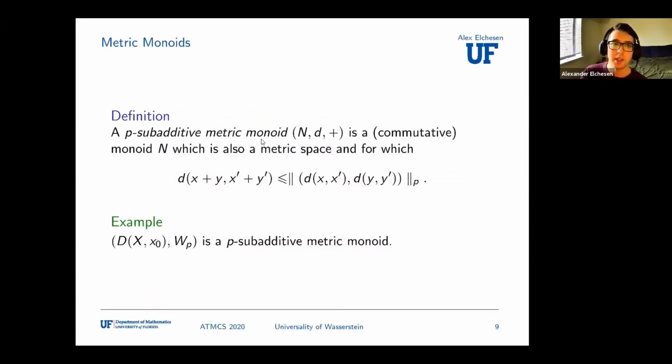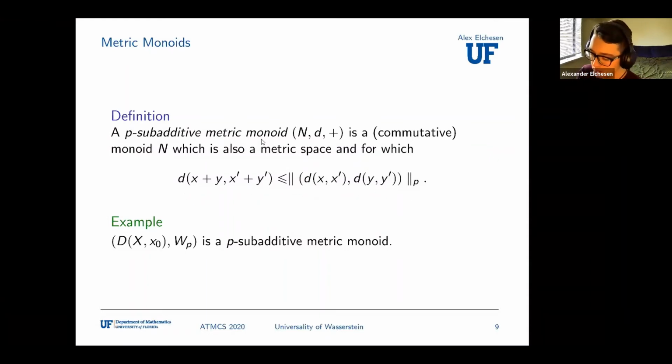And now let me define the objects that we're interested in. We have this universal property that the p-Wasserstein distance is universal for some class of objects, and this is exactly the class of objects we're interested in. So a p-subadditive metric monoid is a commutative monoid N, which is also a metric space, and for which the monoid operation and the metric are compatible in a certain sense. And that sense is that this equality is satisfied.